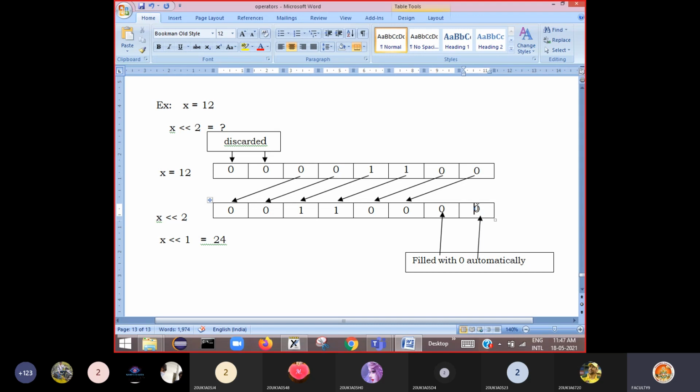Now see here, this is 2 power 0, 2 power 1, this is 2 power 2, this is 2 power 3, this is 2 power 4, this is 2 power 5. 2 power 5 is 32, 32 plus this is 16. Okay, 32 plus 16 is 48. Okay, so that means x left shift 2, if you say, then you will get the answer as 48. You are getting the answer as 48.